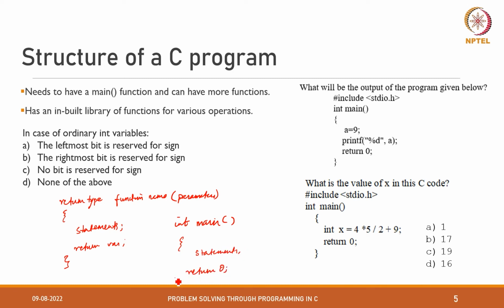So this is basically the most basic function that we can have. This is a main function. Every C program needs to have a main function, because the main function is where the program execution starts. The program execution will start in the main function.